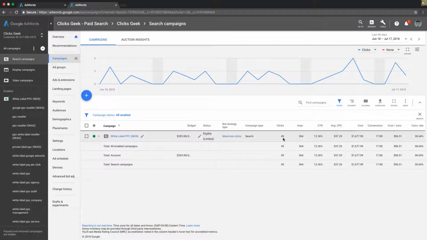Now, even more important than click-through rate is, out of your 45 clicks, how many of those clicks actually became leads for your business. You can see here 17 of ours, so that means our conversion rate is at 38%, which is really awesome.